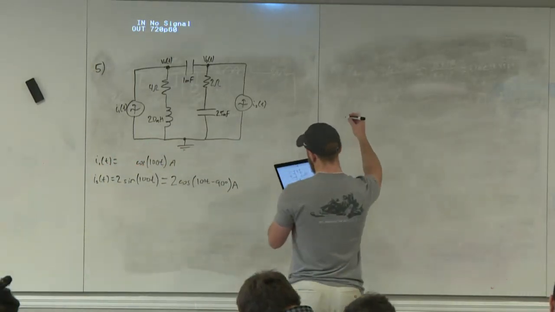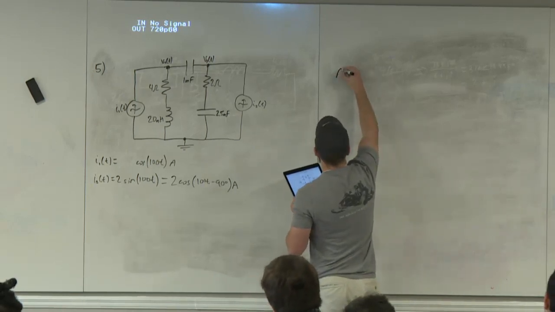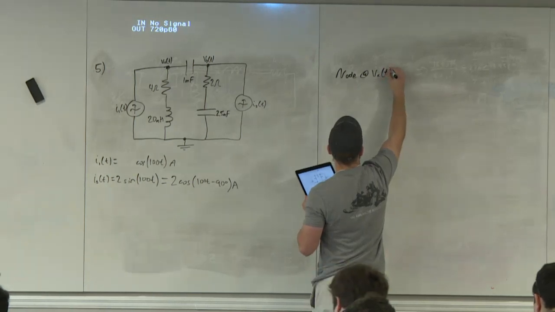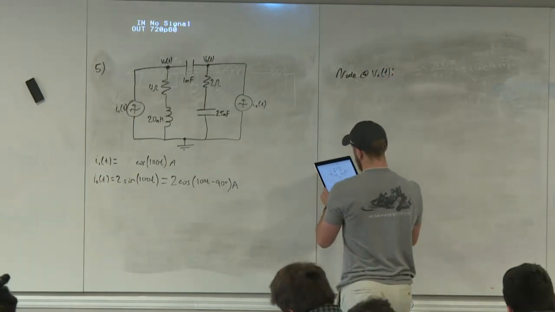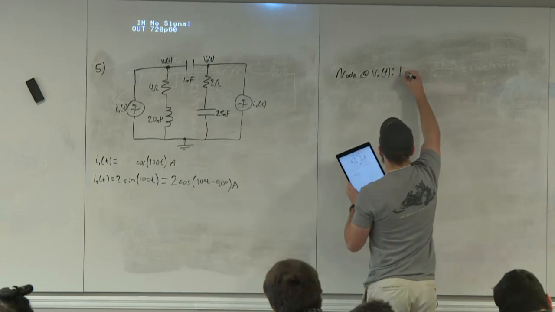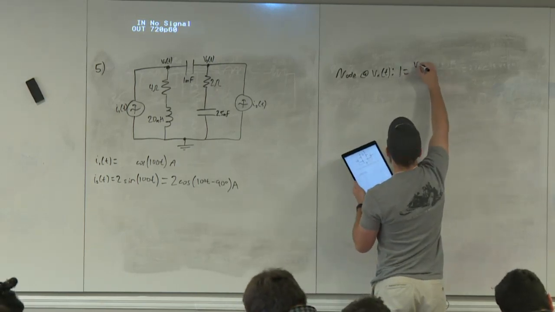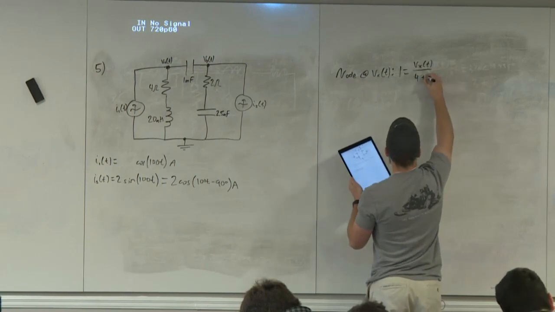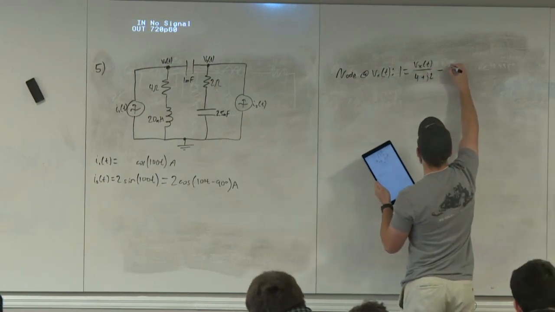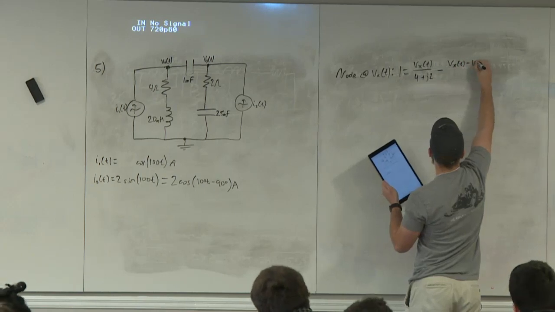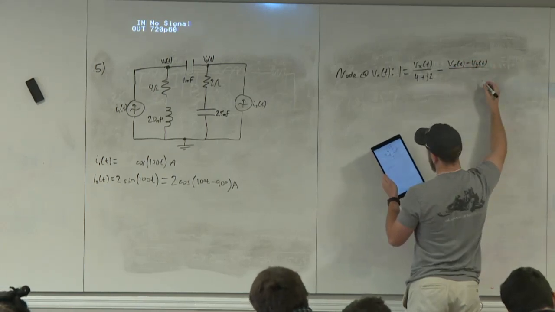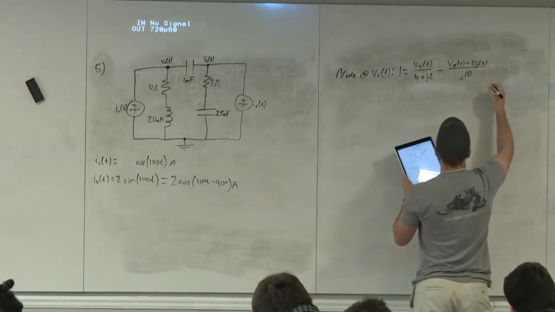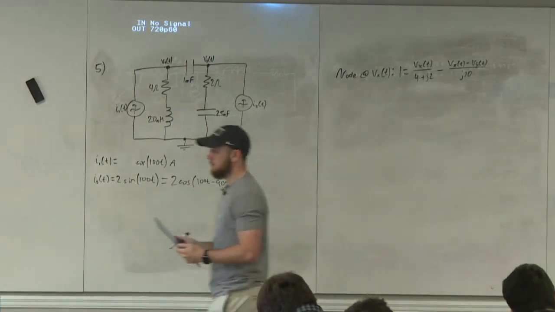So I'll do it all over here. I do node at Vx of t. You'll get 1 is equal to Vx of t over 4 plus j2 minus Vx of t minus Vy of t over j10. Oh yeah, let's convert those first. I almost forgot.